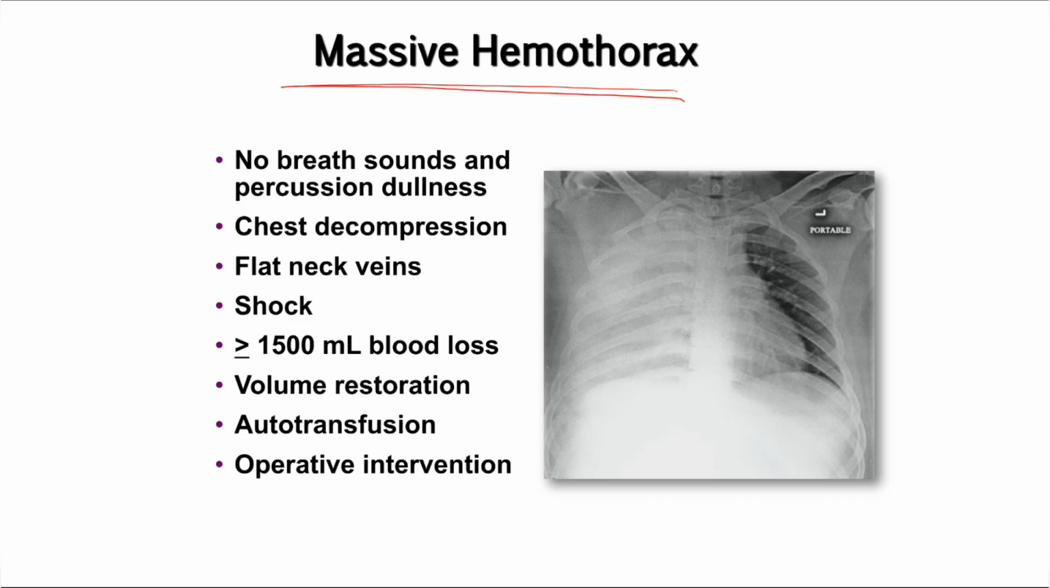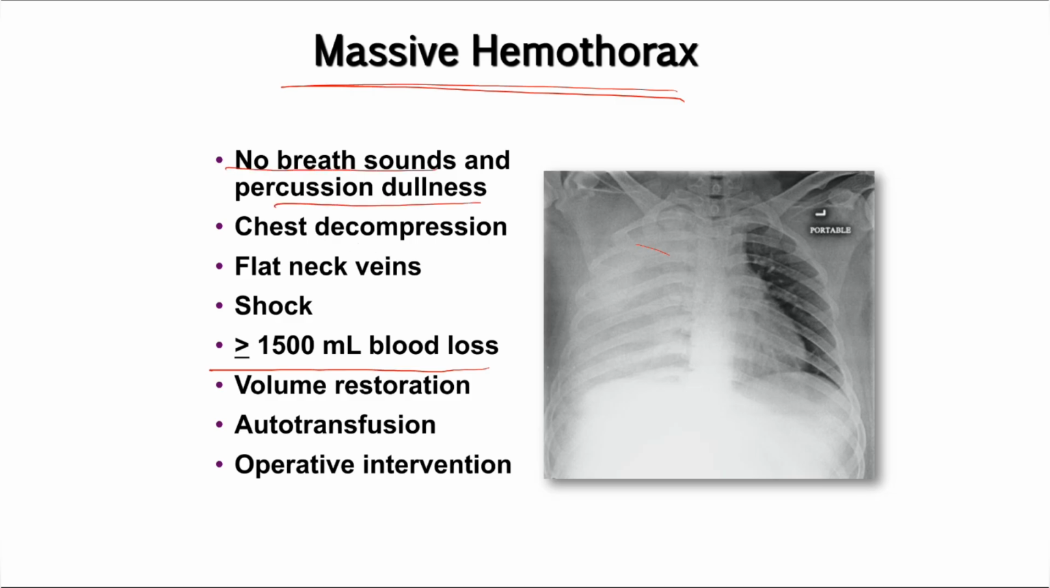Massive hemothorax. What is massive hemothorax? When the patient has a lot of blood inside the pleural cavity, more than 1,500 ml, there will be decreased breath sound, there will be flattening of the neck veins, and there will be dullness on percussion. So no breath sound and percussion dullness.